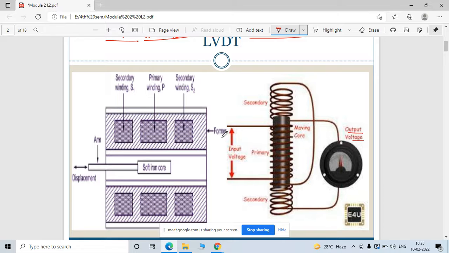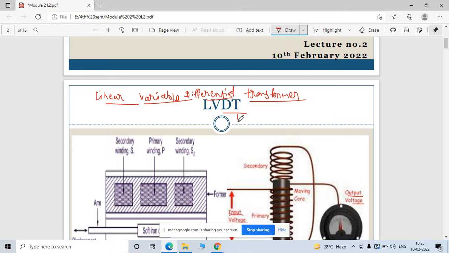Okay. So these are the input, excitation is given to this. So what do you mean by this? If the input is provided to this winding, it means that your LVDT is a passive type of transducer, right? So it is a passive transducer. It is also possible to find this reading in this meter, which is an analog meter. So you can say that this is an analog transducer.